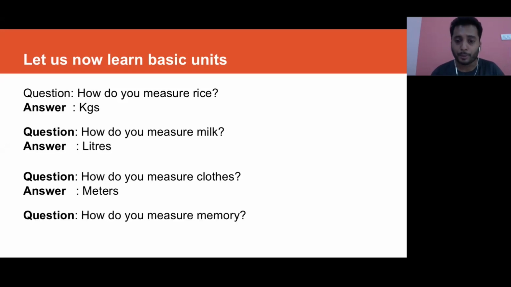Now, coming to the memory part, how do you measure memory? If we want to buy memory from a computer center or a computer sales shop or somewhere, how do you measure it? We measure memory in terms of bytes. Give me 1 byte of memory, give me 2 bytes of memory. But today's world is so advanced that we talk in terms of terabytes. It started from KBs, then MBs, and then GBs. Now it is TBs. So we measure memory in terms of bytes.